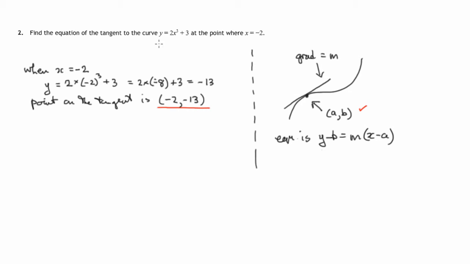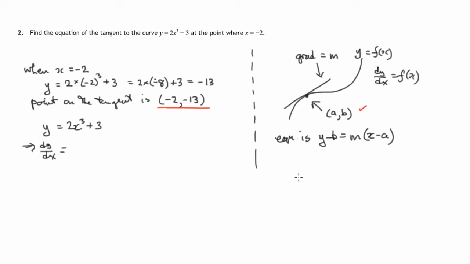Now, if we have the formula for this curve, y equals, doesn't matter what the formula is, but it involves x, then the gradient is given by dy by dx, or f dashed of x. We differentiate to find the gradient. So y equals 2x cubed plus 3. Let's differentiate to find the gradient.